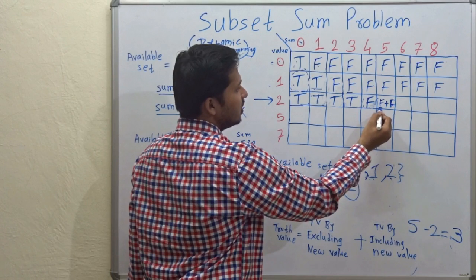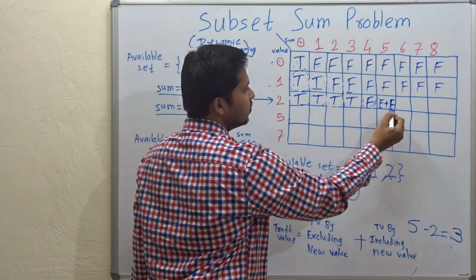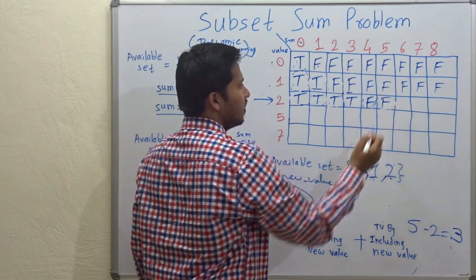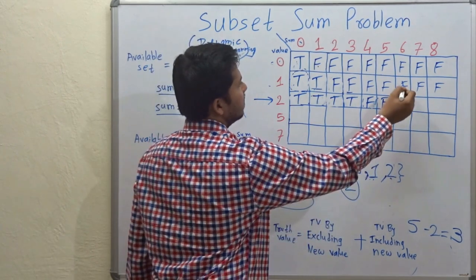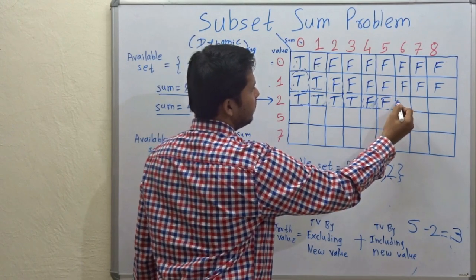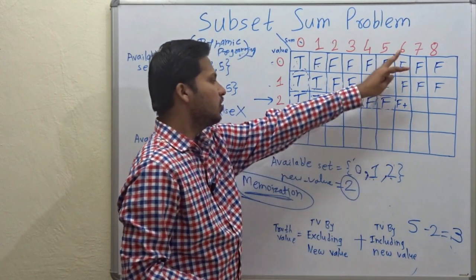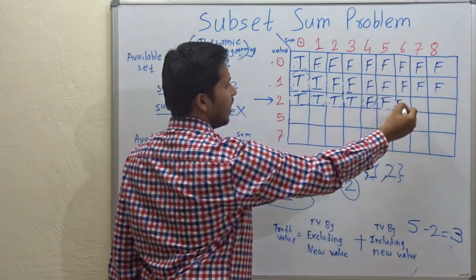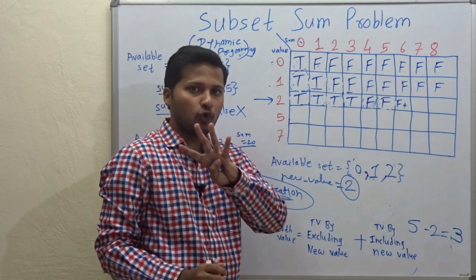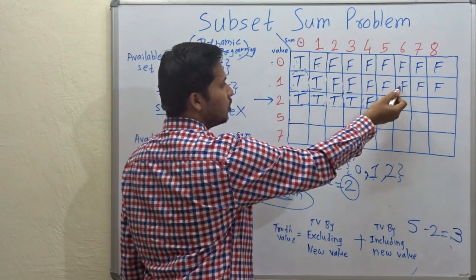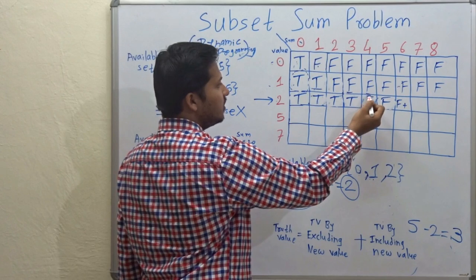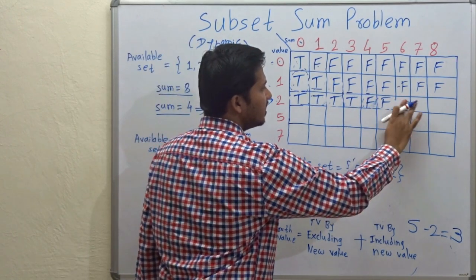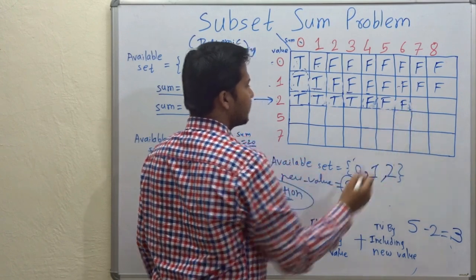So by excluding the new coin is false, and by including the new coin is false. False or false is false. Now the next cell, the value in the upper cell is false, or by including the new value 2, so 6 minus 2 is 4. So go in the upper row and go to the fourth column, take the value from there and copy it here. So false or false is false.